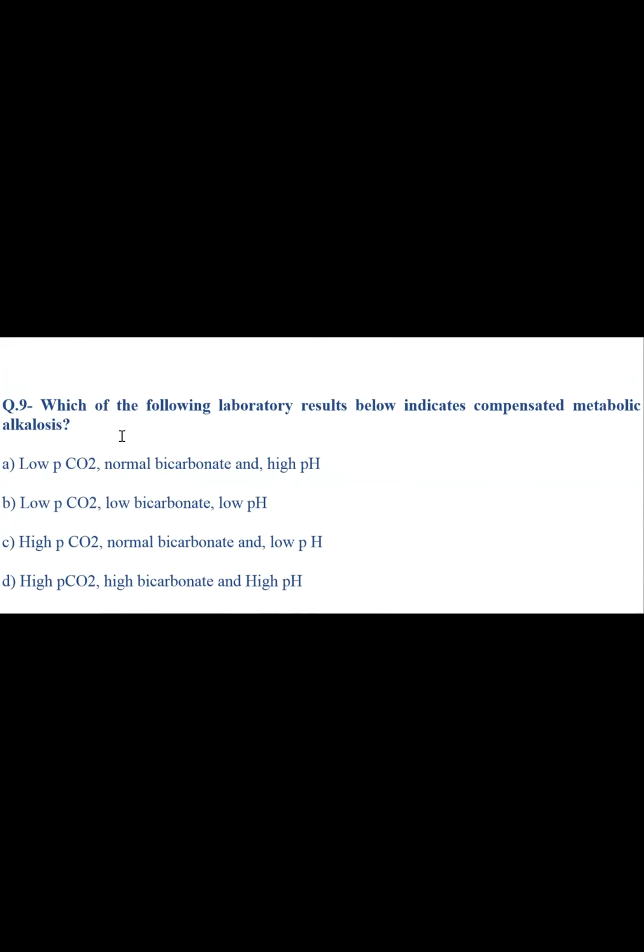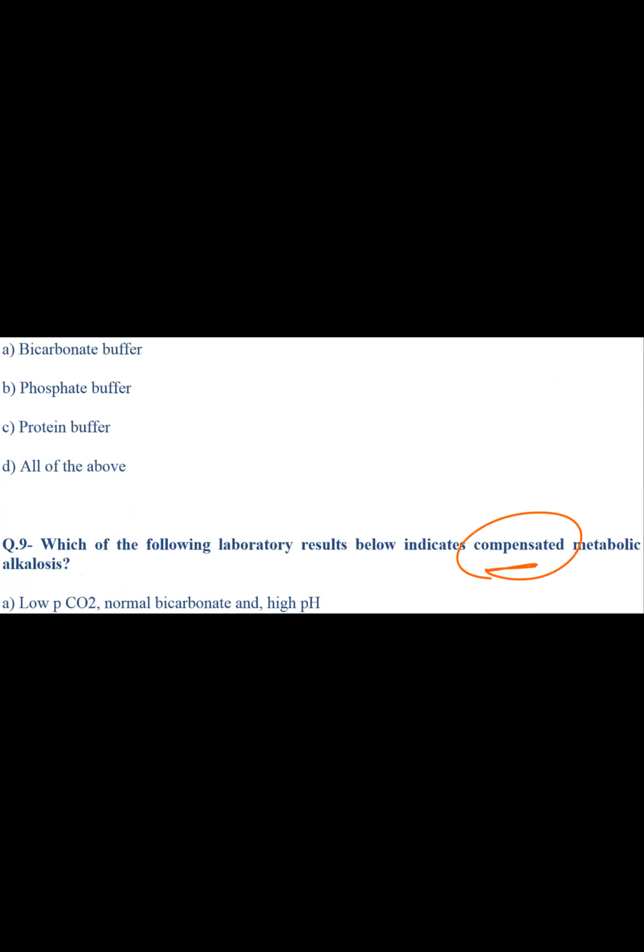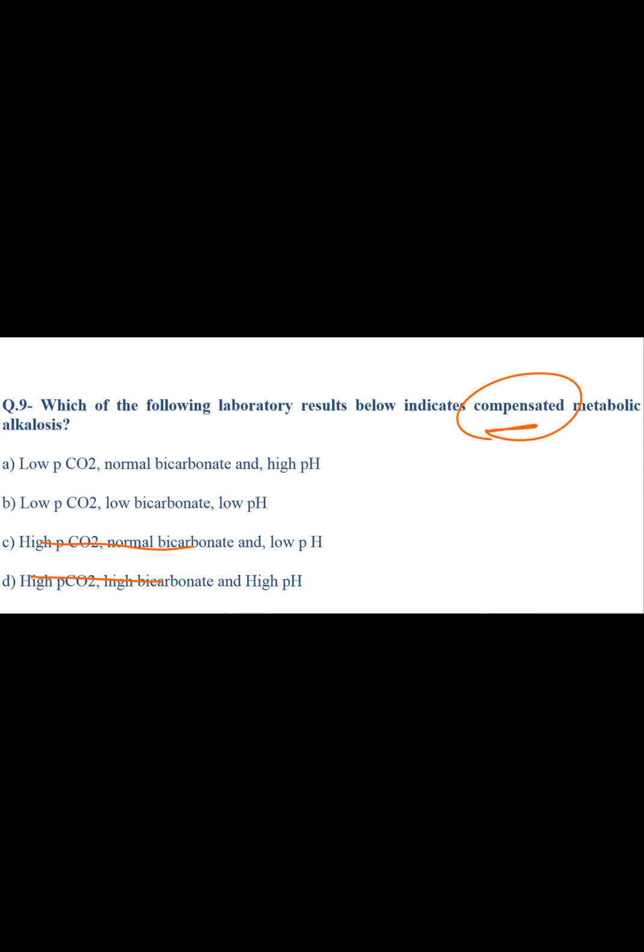Which of the following laboratory results below indicates compensated metabolic alkalosis? Compensated. Okay, metabolic alkalosis, so the HCO3 will be above 26. Compensated, so it is alkalosis. So pH should be maybe partial. So this one is wrong, B is wrong, and C is wrong.